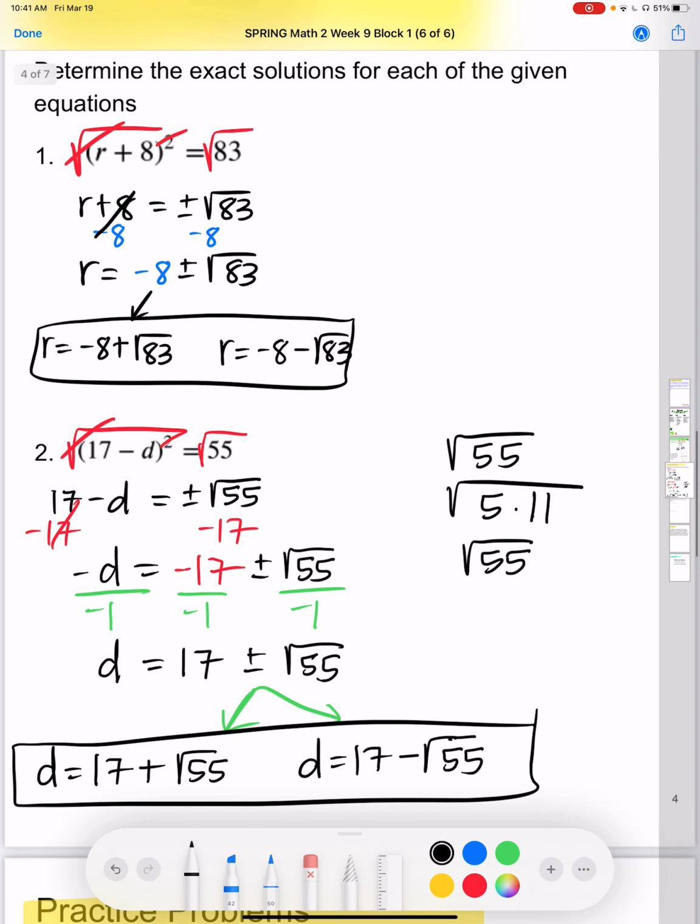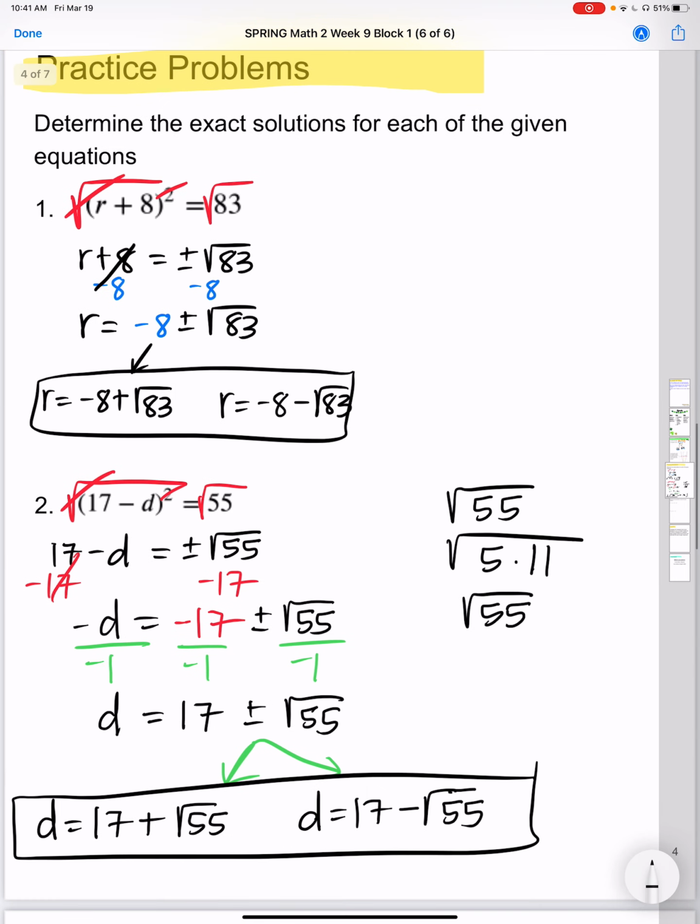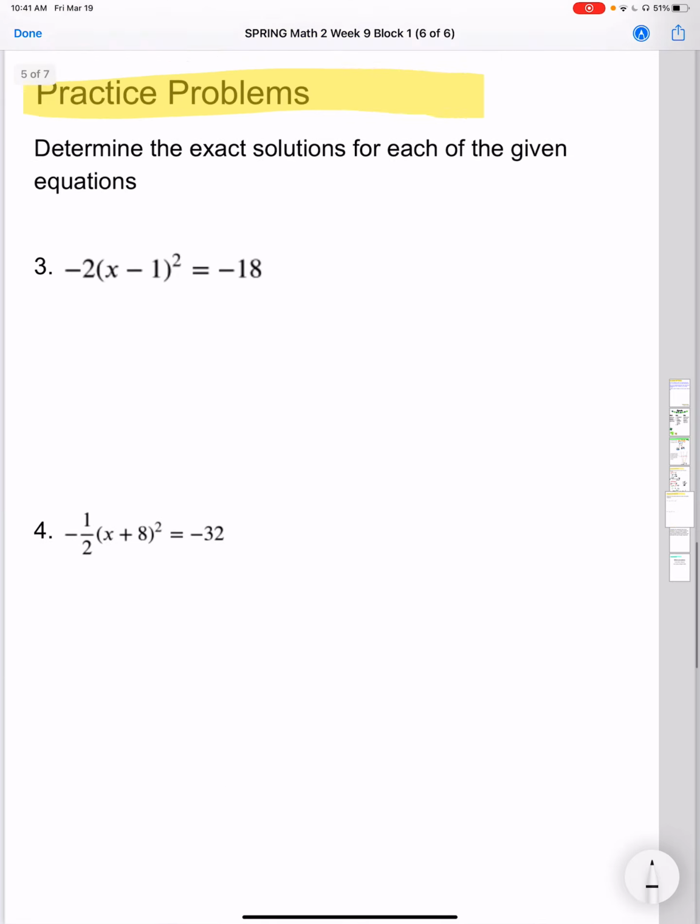Okay, so I'm going to zoom out of this page. Go ahead and copy this page down. All right, you guys, let's go ahead and continue. We have one more page.